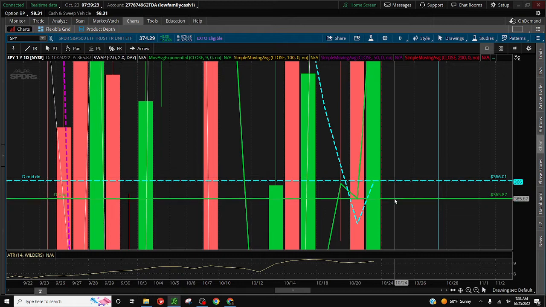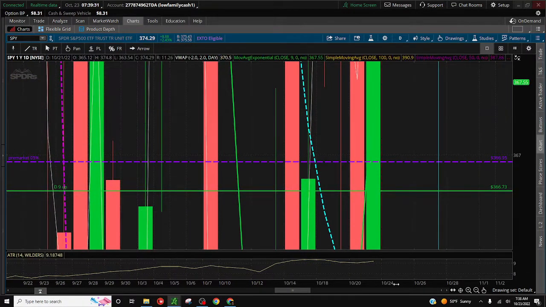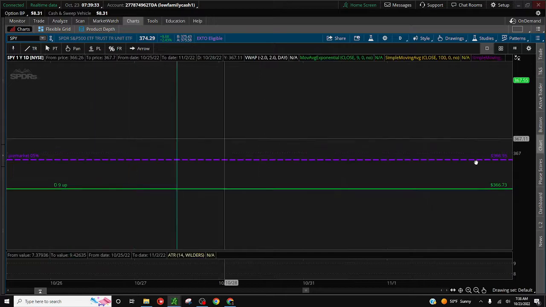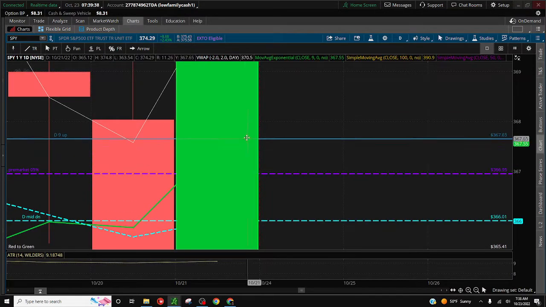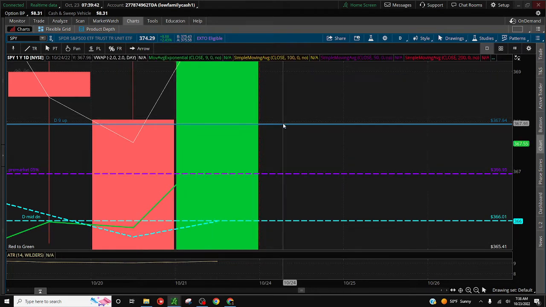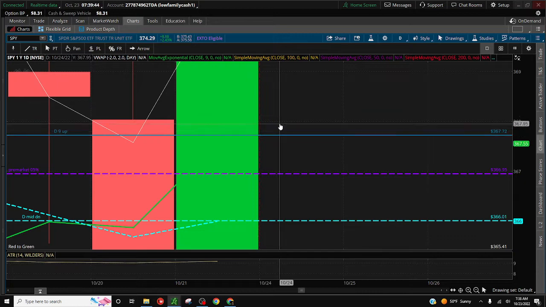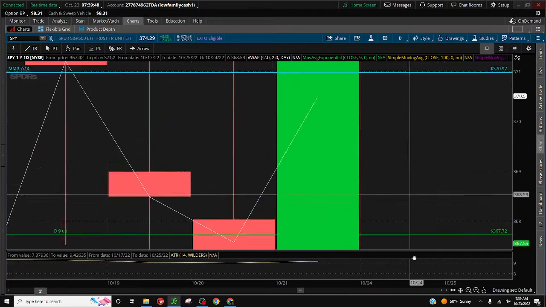There's the mid Bollinger Band on the daily chart, and oh boy, hard to tell where this line is going to be. I assume it's right about here. Right around here is where it's at, hidden inside that candle.